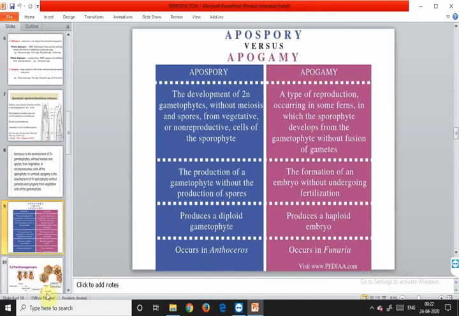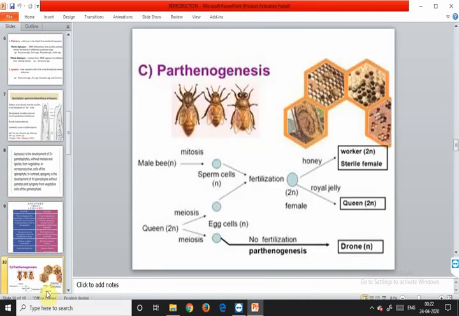The next one we have to discuss is parthenogenesis. It is a very important process. It occurs both in plants as well as animals. We will discuss here the animal example, that is the honeybee. What is parthenogenesis? In this process, the haploid egg cell of the female gametophyte is responsible to form a haploid embryo without fertilization. In the process of parthenogenesis, here we can see two types. This one is the normal fertilization, the syngamy. In this, the male bee has given its n and the queen has given its 2n, the diploid and the haploid, and the fertilization occurs between the sperm cells and the egg cells. This is the process of fertilization.